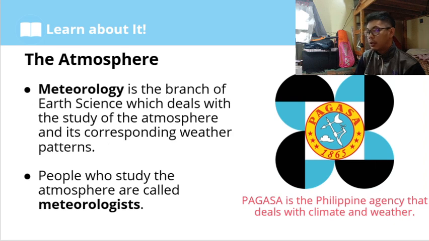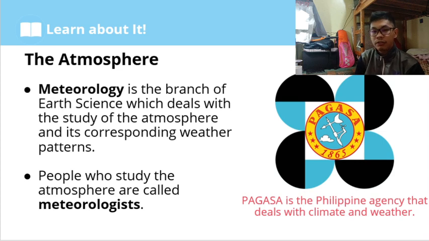When you talk about the study of the atmosphere, that would be meteorology. It's a branch of Earth science which deals with the study of the atmosphere and corresponding weather patterns. So those people who study typhoons, the seasons, weather, and what's happening in the atmosphere of the Earth belong to that branch of science, specifically Earth science, which is meteorology. Right?